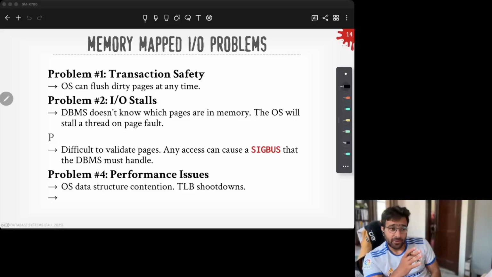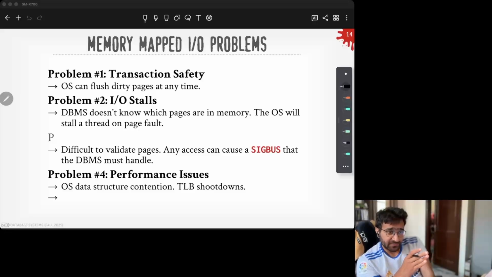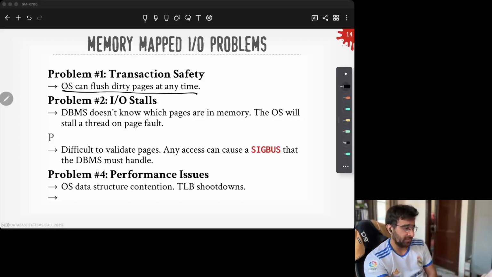So, memory map problems: transaction safety. When, let's say, multiple transactions are running and you touch pages which are memory mapped, the OS is free to write those pages out to disk anytime. So the OS can flush dirty pages at any time. Then there are IO stalls.